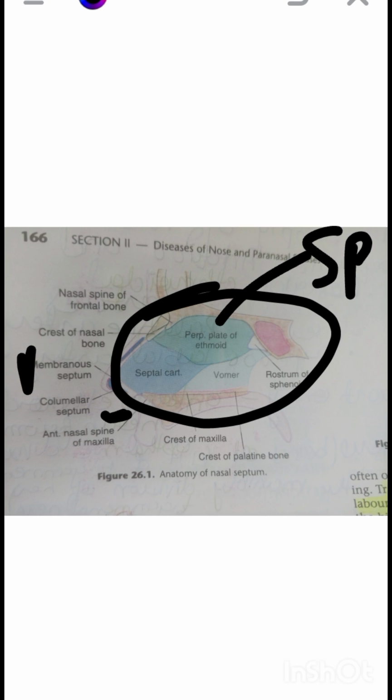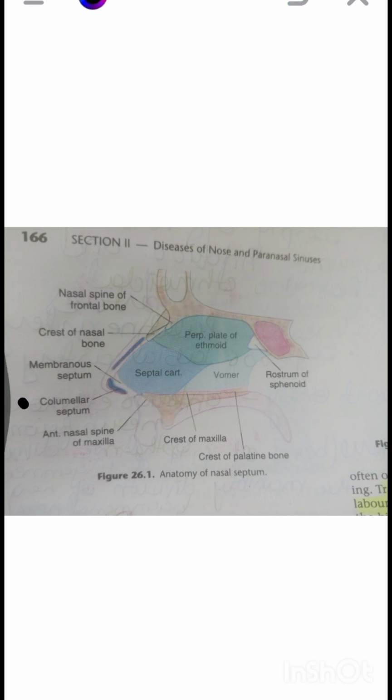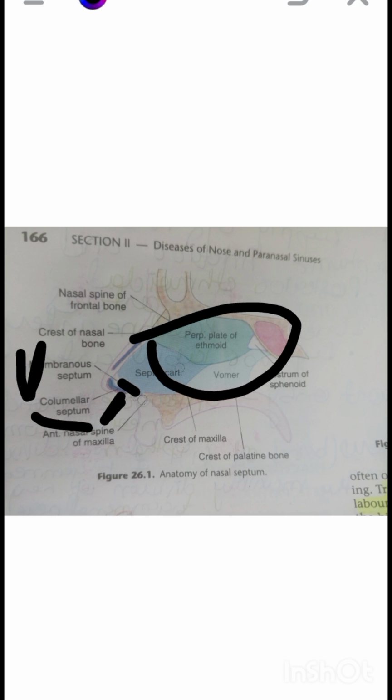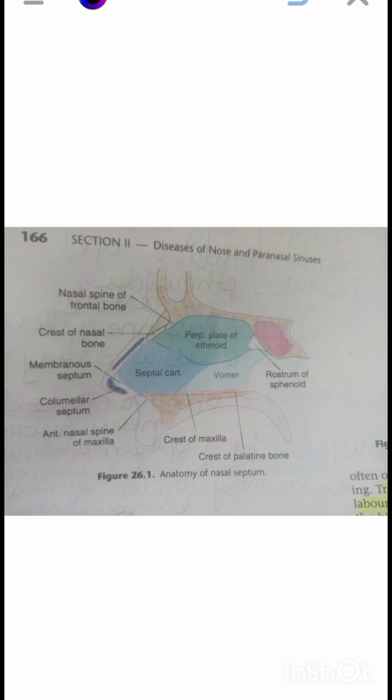So first of all, the columellar septum. This is the columellar septum. It is basically located at the columella. You know about the columella. It is made up of the medial crura of the alar cartilages. And then we have the membranous septum. Membranous septum is basically freely movable. It has no bony or cartilaginous part. Between the septum proper and the columellar septum, we have the membranous septum. It is freely movable and has no cartilaginous or bony part.